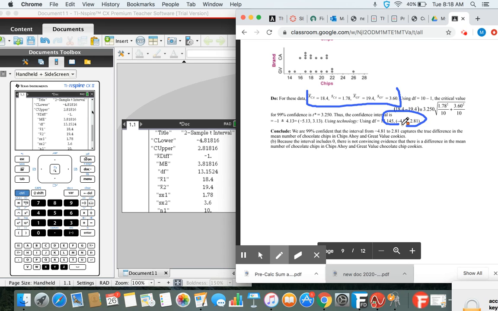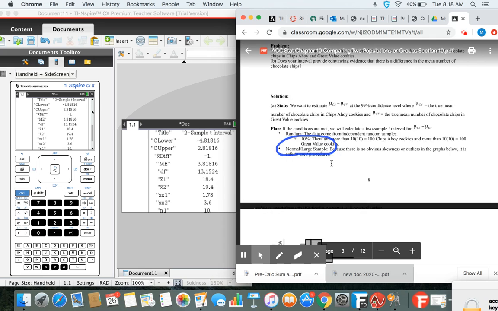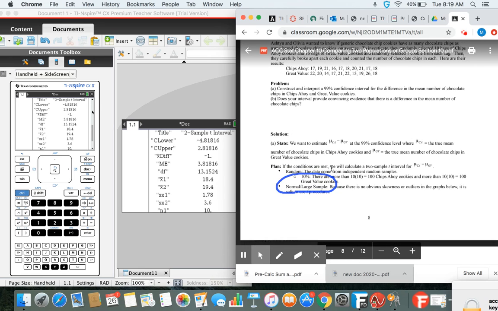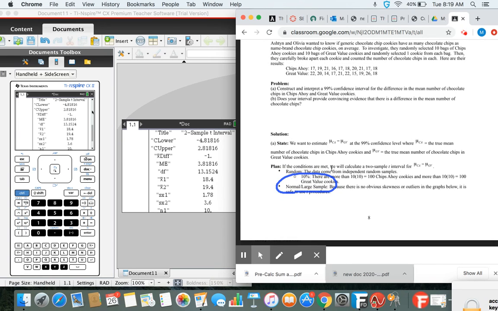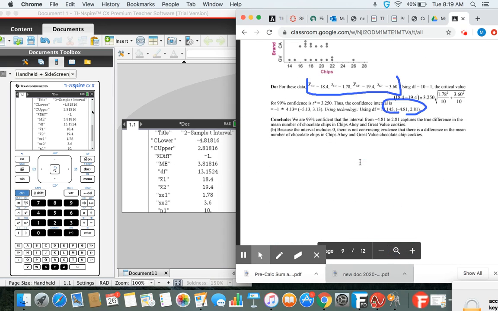Now, if I scroll back up, the second question, which you might think was a confidence interval, and we certainly could do that. However, the question read, does your interval provide convincing evidence? So based on the interval that you just found, do we have evidence that there really is a difference? A lot of you, I remember, have answered this question in class.